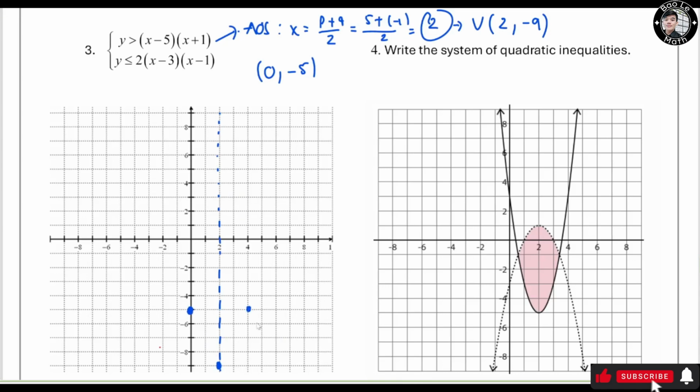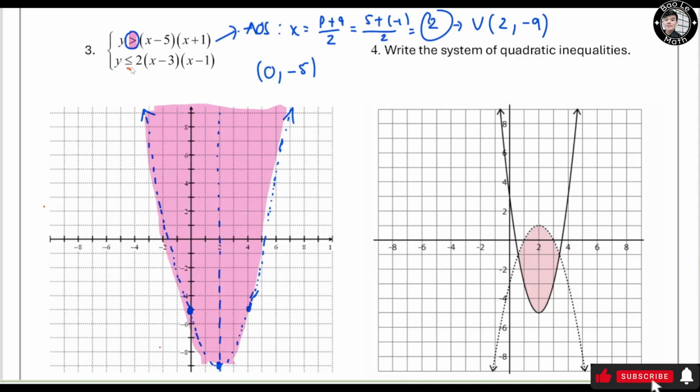Now I'm going to connect these 3 points. And I look at this one right here, greater than, there's no equal sign. So my line should be the dotted line, right? So it could be something like this. Now since the inequality symbol is greater than, we need to say above the parabola. So it could be right here.